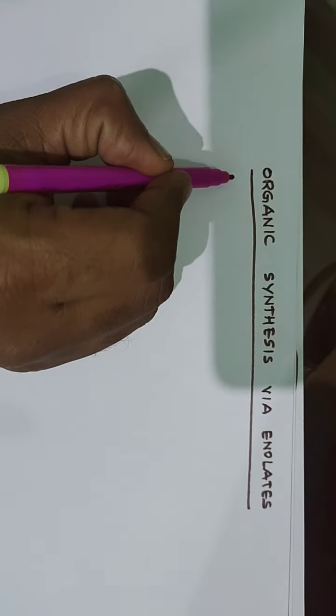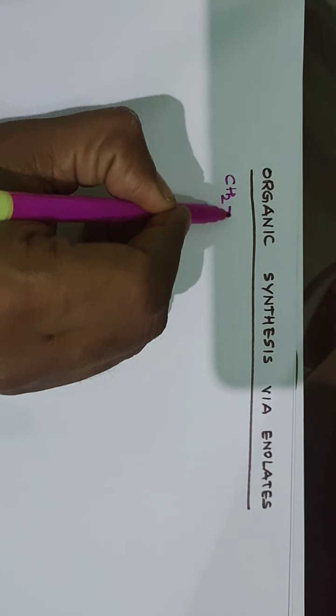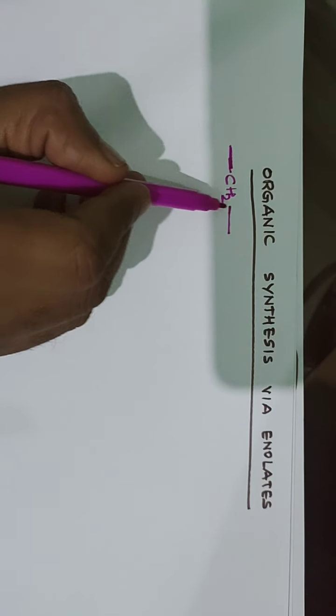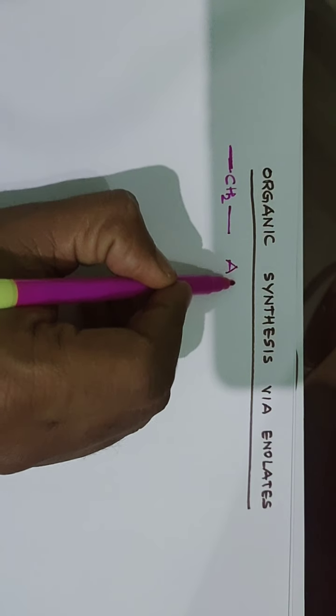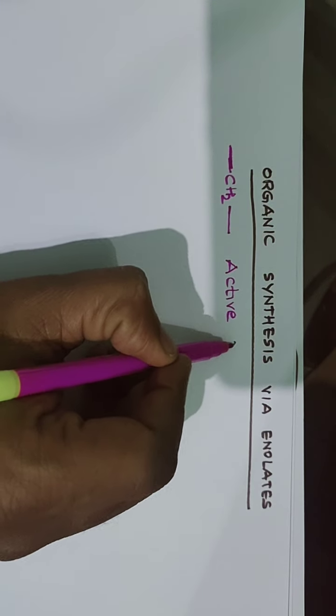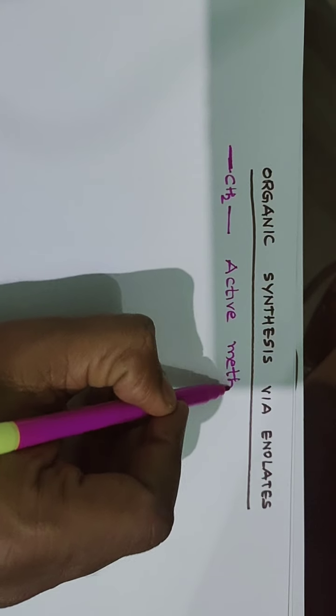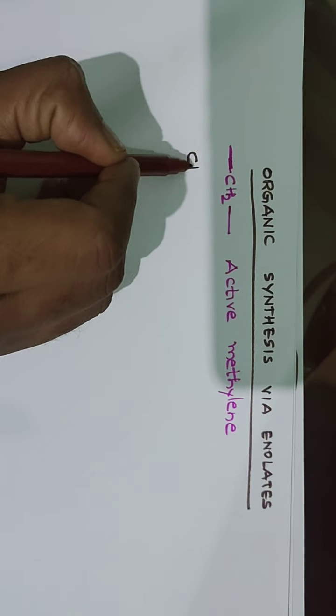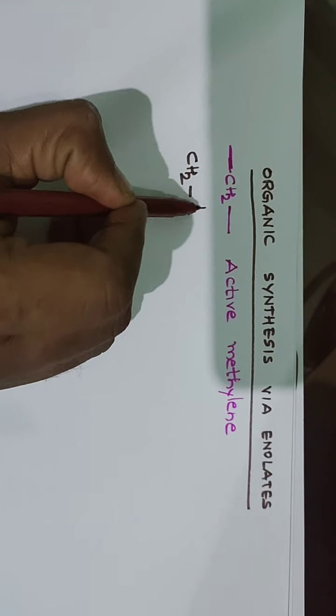Okay, you know what a methylene group is? This is a methylene group. If this methylene group is attached to electron withdrawing groups, then such compounds are called active methylene compounds. Let us take an example of active methylene compounds. So the best example for an active methylene compound is this.